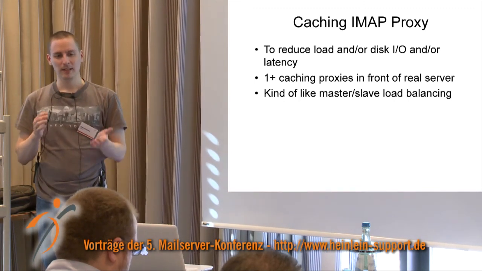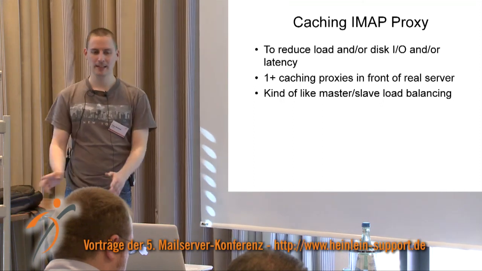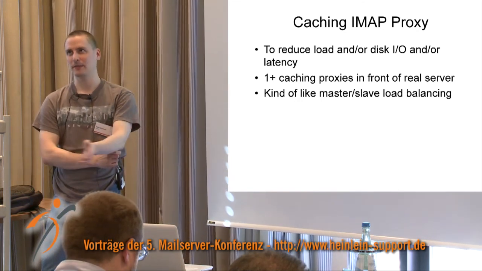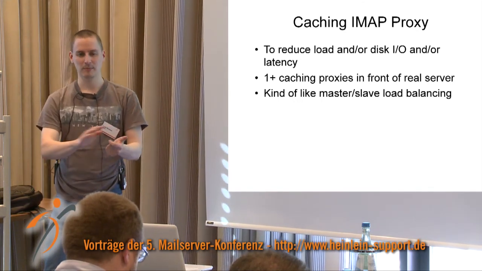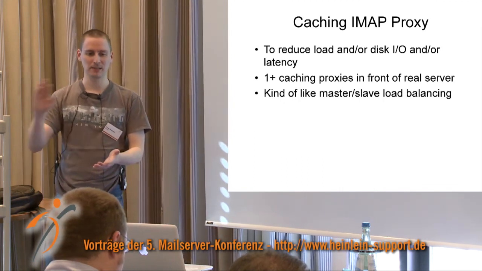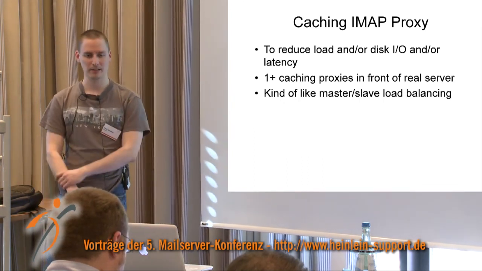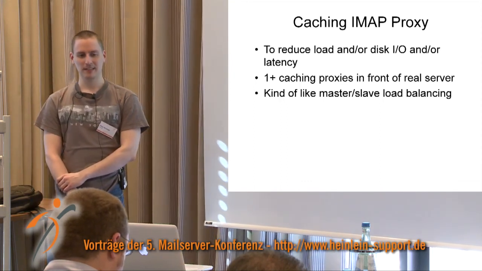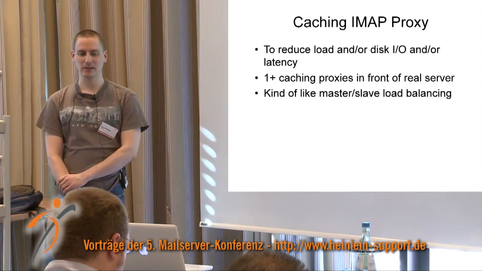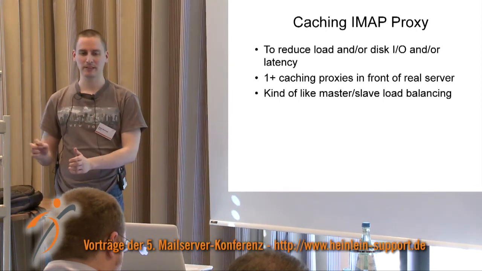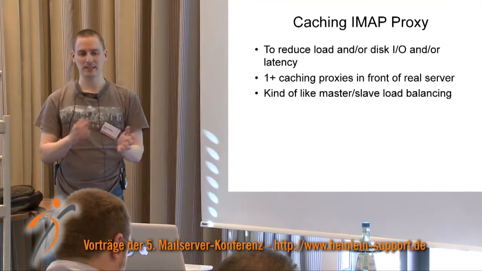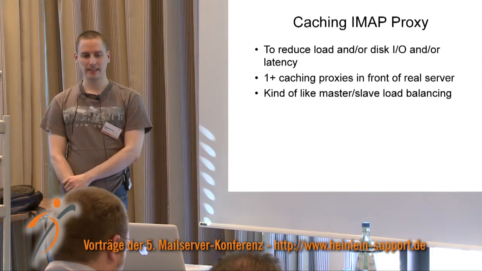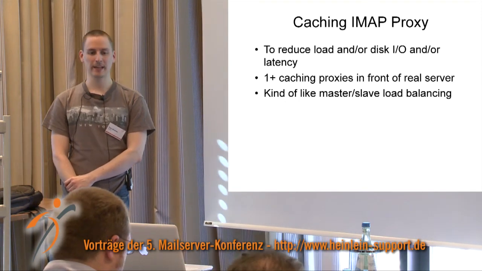So maybe some users would go through the proxy and maybe some wouldn't. But anyway, the proxy would be caching some of the index files locally, so it wouldn't always have to go through to the remote server asking, please tell me what headers this user has, because they are already cached locally in the proxy. So I guess it's in a way master-slave load balancing, because the real IMAP server is doing all the writes, but the proxies can handle the reads at least, if they are already cached.